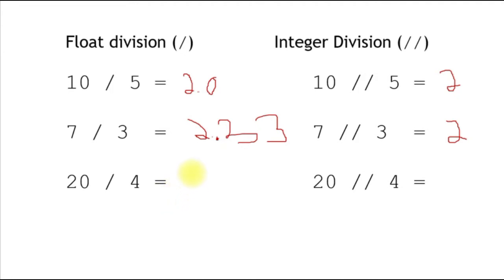So, 20 divided by 4 is 5. Kapag float division yung ginamit, so lalagay natin yung decimal point. Pero pag integer division yung ginamit natin, the answer is only 5. So, disregard natin yung decimal point. So, yan lang yung pagkakaiba ng float division and integer division.